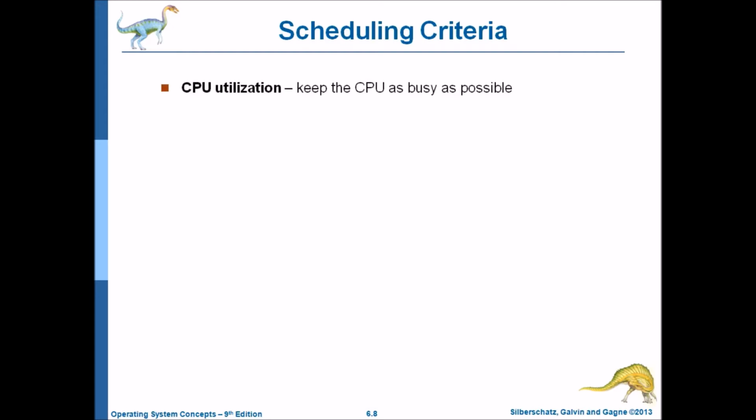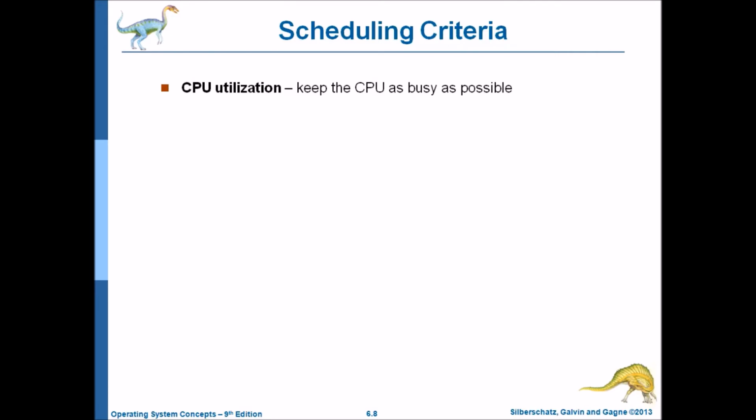So this includes CPU utilization. We want to keep the CPU as busy as possible. Ideally, the CPU would be busy 100% of the time, as to say it is working optimally. In a real system, CPU utilization should range from 40%, which is for a lightly loaded system, to 90% for a heavily loaded system.